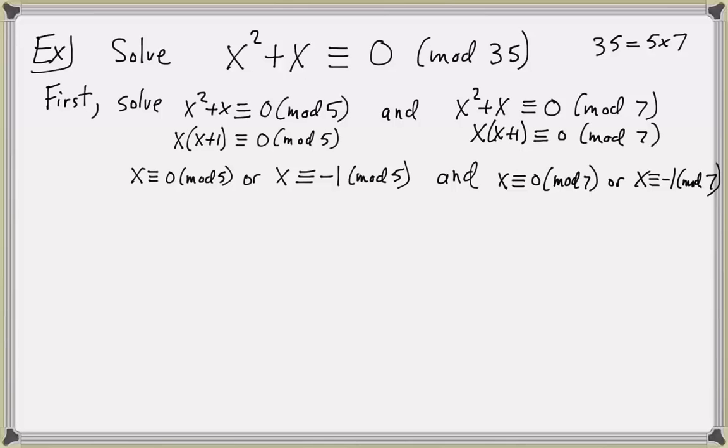We have to combine these two congruences, mod 5 and mod 7, to get our solution mod 35. So think about it. x can be 0 mod 5 or negative 1 mod 5, and x has to be 0 mod 7 or negative 1 mod 7. So we've got to combine a solution to the congruence mod 5 with a solution to the congruence mod 7 to get our solution mod 35.